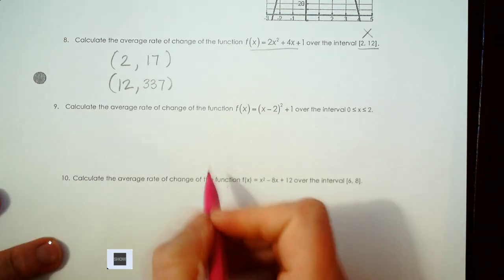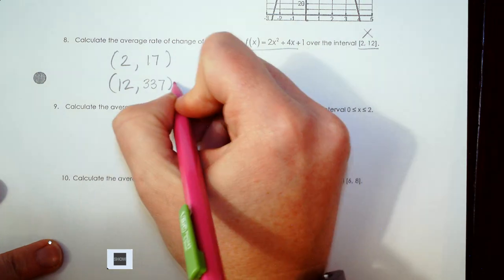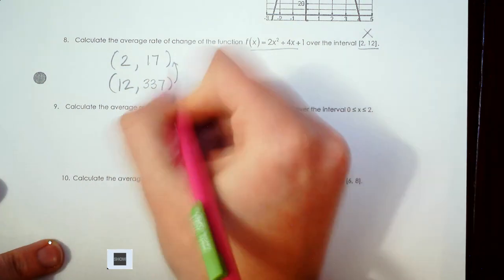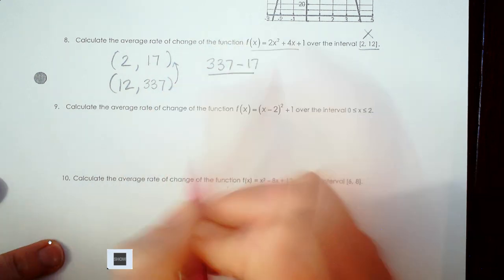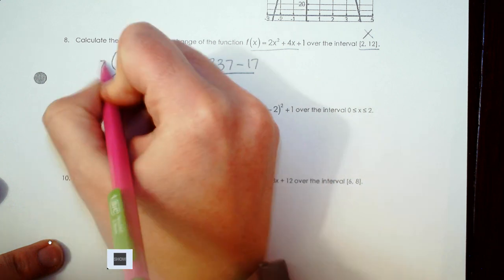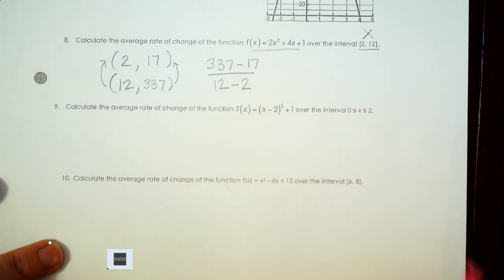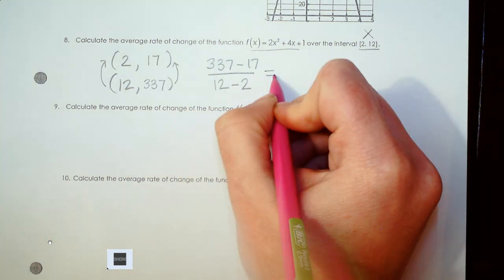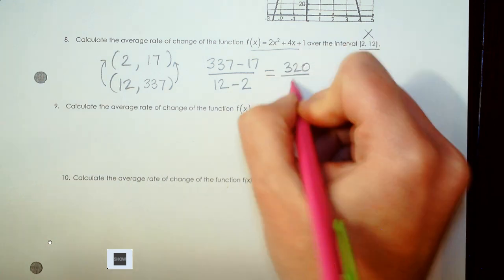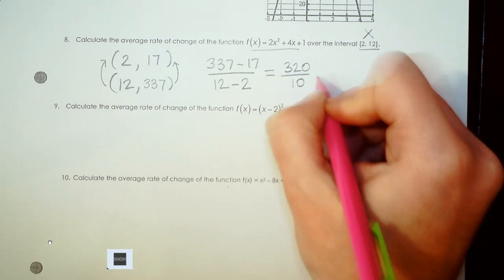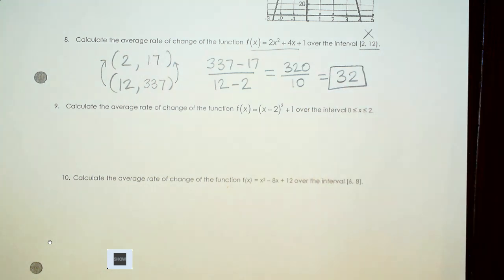All right, now we're going to use slope formula. So it doesn't matter. Let's do this one from the bottom to the top. All right, always start with y's. So I do 337 minus 17. And I started on the bottom, so I have to start on the bottom for x. 12 minus 2. On top, I get 320. On bottom, I get 10. Simplify that or divide that, and you get 32 as your average rate of change between those points.